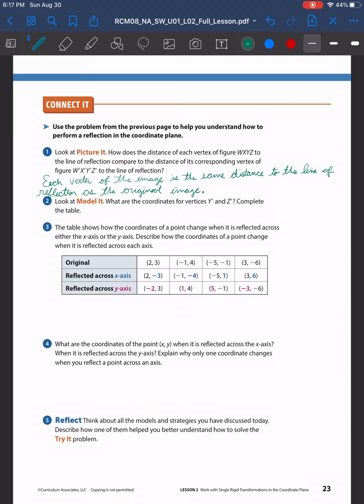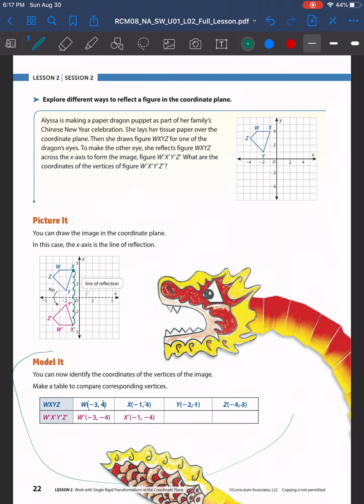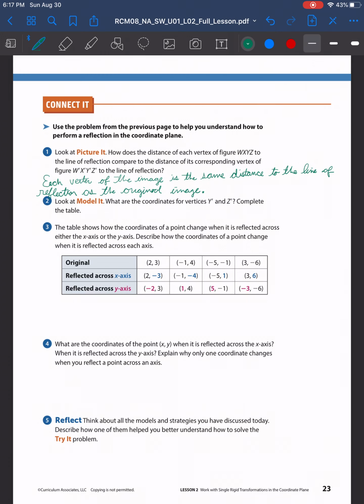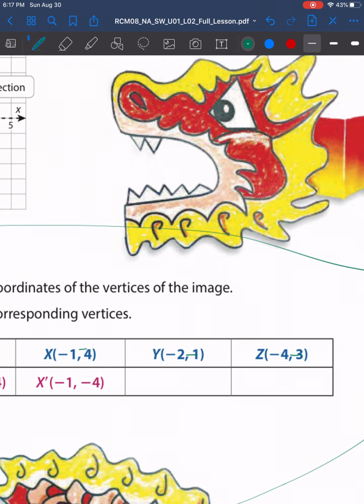All right, number 2. Look at model it, which is right here. What are the coordinates for the vertices Y' and Z'? Complete the table. Okay, so it wants us to put these in here. Remember how I said that the only thing that changed was they made the y coordinates negative? So it would be -2, -1, and -4, -3.